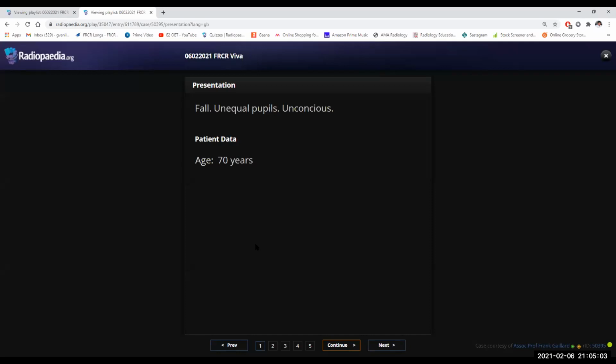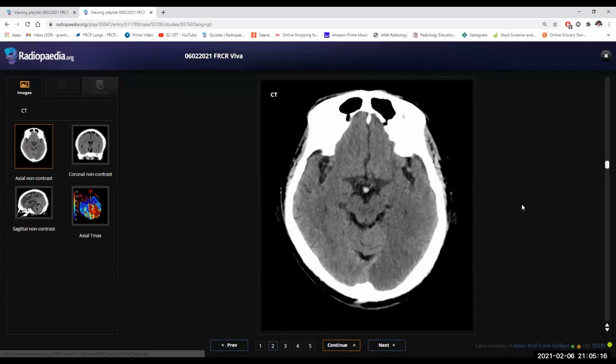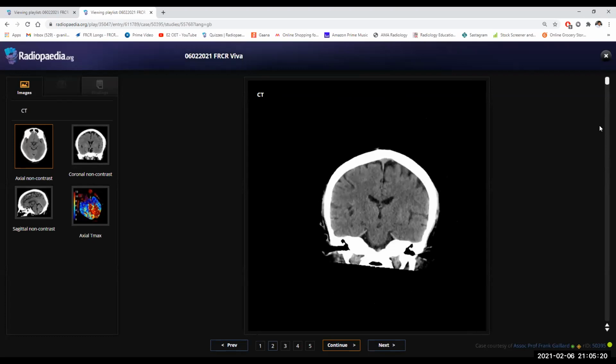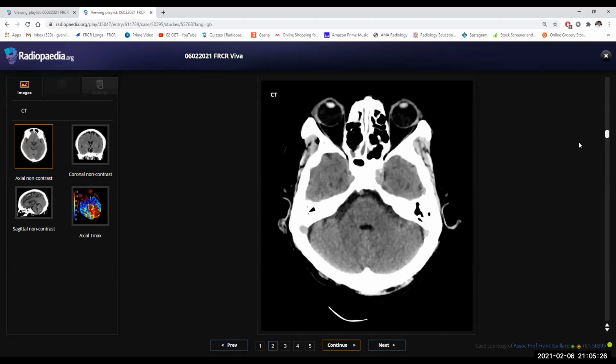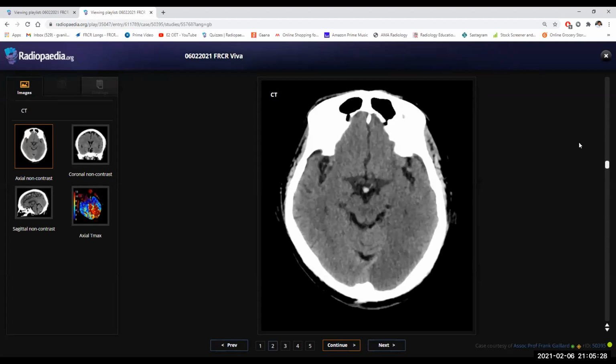So this is a fall, unequal pupils, unconscious 70-year-old patient. You have the control. I'm pressing the CT now. You can take any sequence, any plane. I'll start with the axial non-contrast CT brain, going caudocranially.